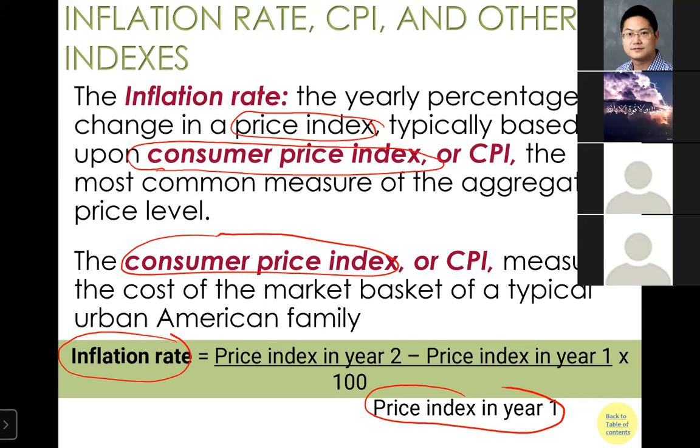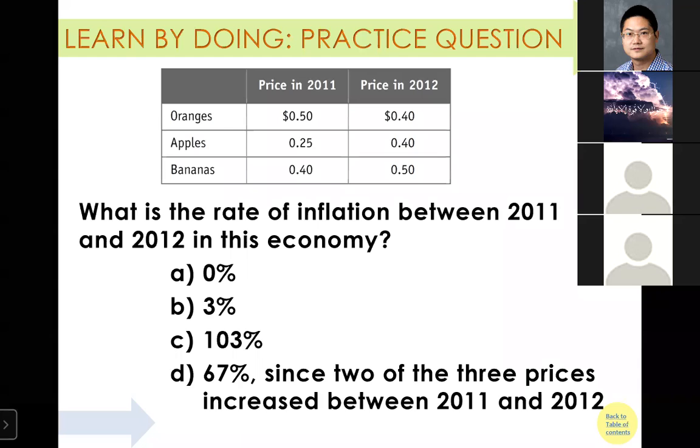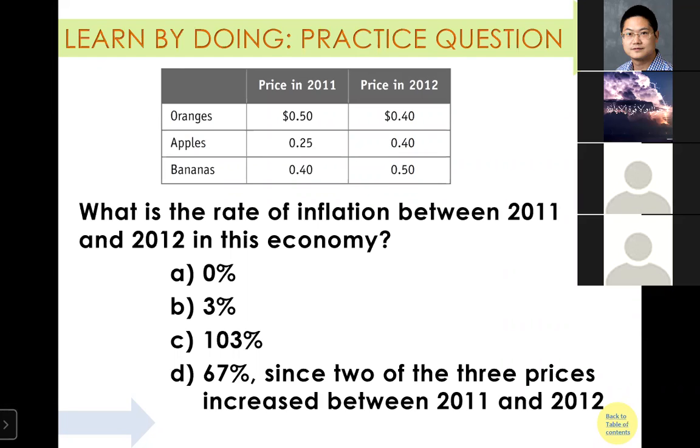So maybe we can use examples to understand. Look at here. So again, we have the early example, right? So this is 200, 100, 100. And then this question asks you, what is the rate of inflation between 2011 and 2012? Right, and again, we use 2011 as base year. And then how we are gonna do?